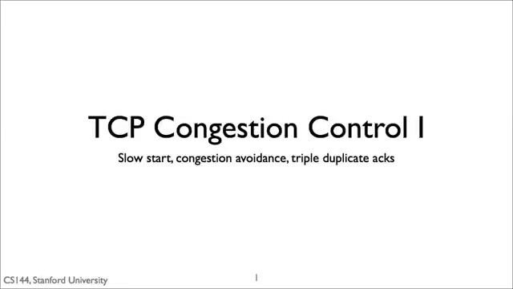In the next 3 videos, I'm going to explain how TCP's congestion control works. The basic summary is that TCP uses additive increase, multiplicative decrease. But there are a lot of details on how this is achieved.